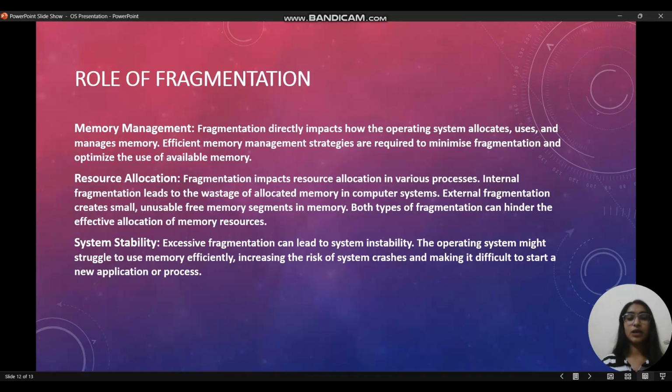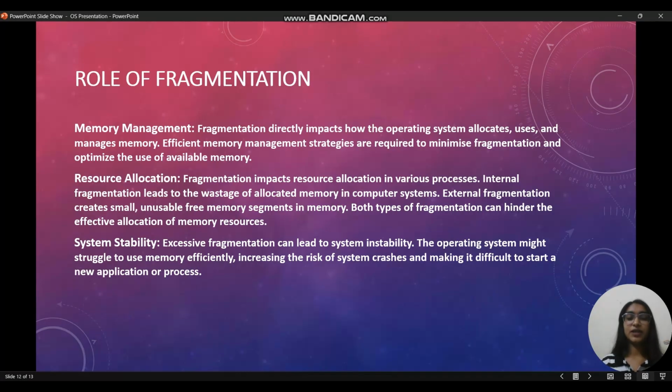Resource allocation. Fragmentation impacts resource allocation in various processes. Internal fragmentation leads to the wastage of allocated memory in computer systems. External fragmentation creates small, unusable free memory segments in memory. Both types of fragmentation can hinder the effective allocation of memory resources.